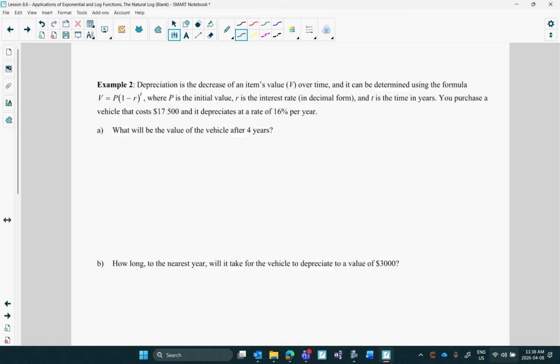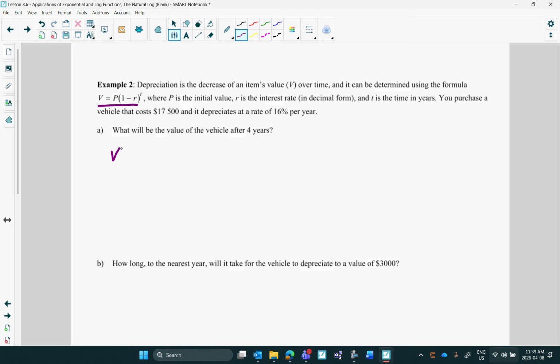Anyway, we're going to talk about vehicles. We're going to talk about cars. This is a general formula for depreciation. The value of the object, in this case a car, is equal to how much the object was worth when it was new, times 1 minus a rate of depreciation raised to the time that it depreciates for. So let's say you purchase a new vehicle, costs $17,500, depreciates at a rate of 16% a year. That's a little low. Generally, they depreciate a little higher than that. What would be the value of the vehicle after 4 years?